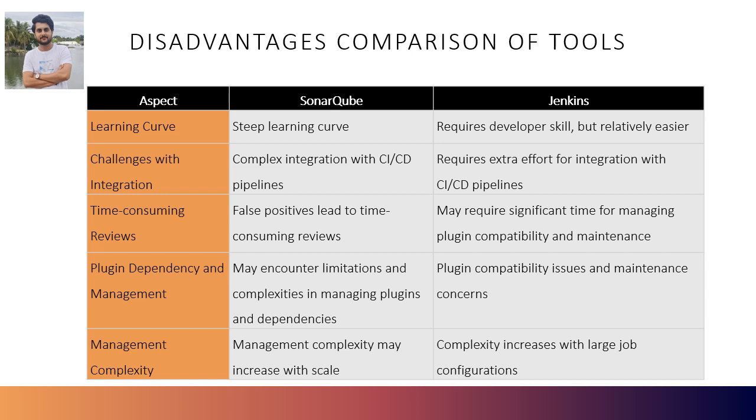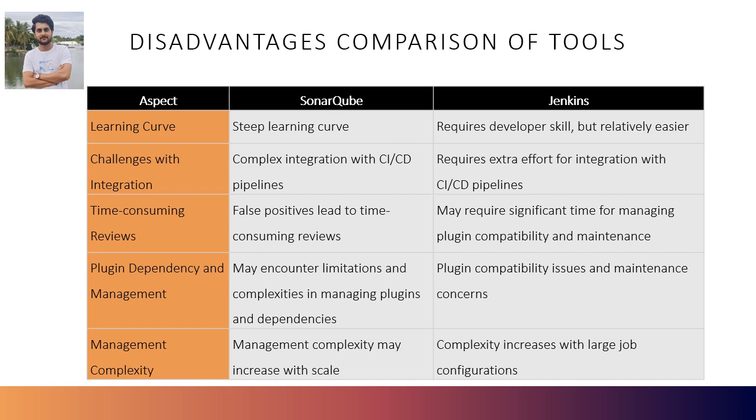Looking at the third aspect, which is time-consuming reviews. For SonarQube, false positives lead to time-consuming reviews. While the automated detection of code quality issues is invaluable, it can also lead to an overhead of effort as teams work through the false positives that are inevitably raised. This makes it necessary to have a review process that, while thorough, can be time intensive as it requires manual investigation to distinguish between actual issues and false alarms.